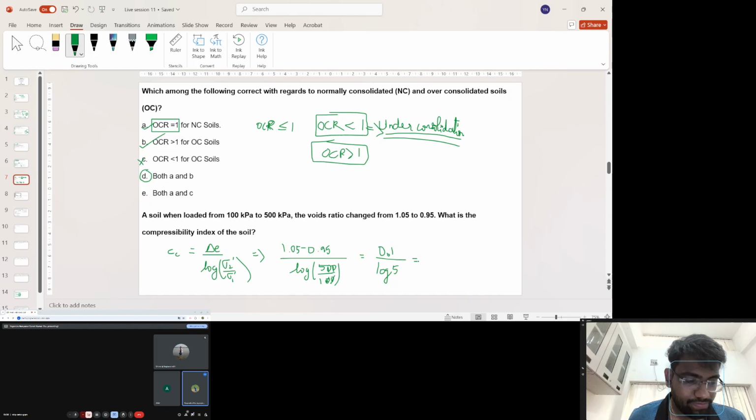Point 143, sir. 0.1 divided by log 5. So this is 0.143. No unit, sir. Yeah. So this is a ratio, both are numbers, so there is no unit for it. Right? Now coming to the next question.